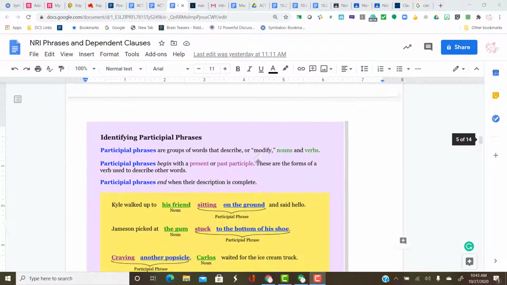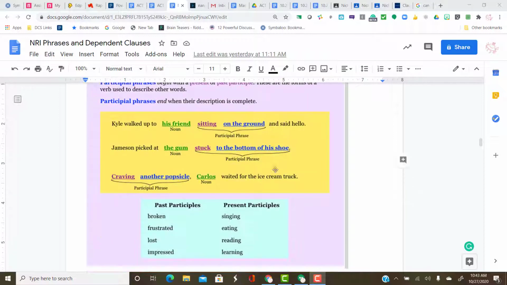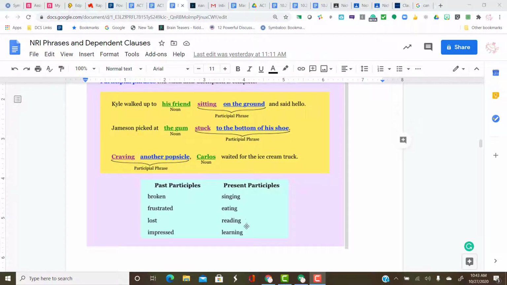All right, slide 8. NoRedInk then returns to participial phrases, which, again, begin with participles, which are words that look like verbs but act like adjectives or adverbs. Present participles end in ing, past participles end in ed, unless the past form of the verb it comes from is irregular. And here's a list of participles: singing, eating, reading, learning, those are present. Impressed, frustrated, ending in ed, and we've got two irregular: lost and broken.